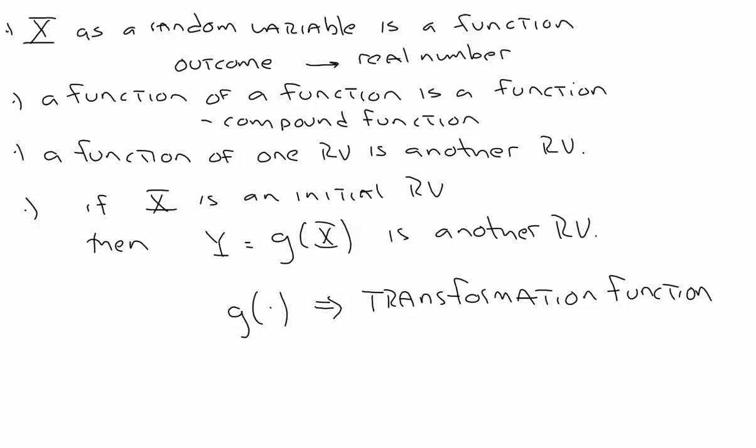Alright. So a function of a function is a function. A random variable is a function. So a function of a random variable is another random variable. We're going to look at what happens when we take one known random variable, say x, and apply a transformation function g. We're going to look at what we can determine about my new random variable y. So, let me define what I mean by my forward and inverse problems.